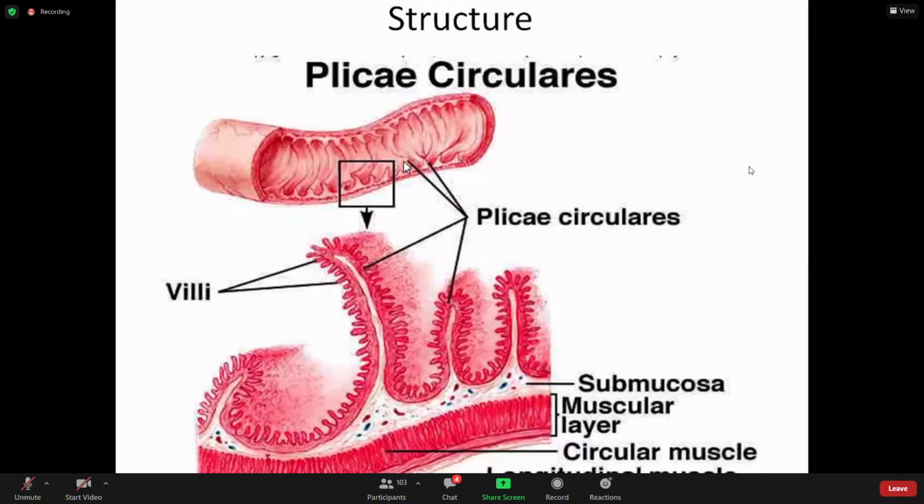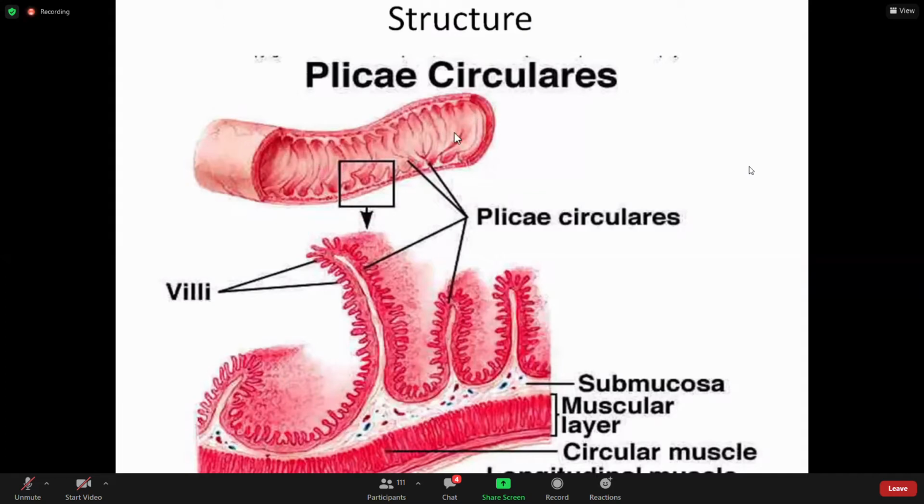Now, what is visible: you can see these circular folds. This is the cut section of the small intestine. You can see them by the naked eye; you can very well appreciate these circular mucosal folds, which are termed plica circularis, as mentioned here. Another term for these circular permanent folds is the valves of Kerckring. So these are permanent structures.